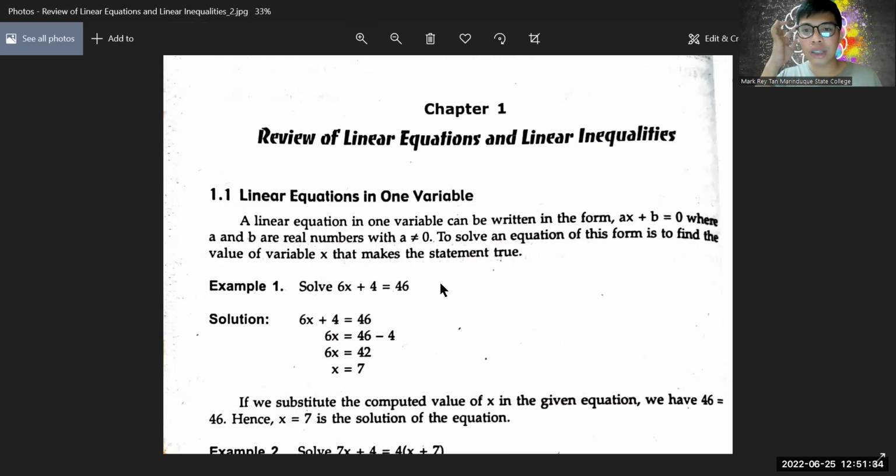So yan, ganyan lang to class, no? In here, one variable pa lang tayo, kaya x lang yung nakikita natin. And then, yung way to solve it is just like shown here. Another thing to remember pala, itong x, ito yung tinatawag din nating dependent variable. Kumbaga siya yung value na hinahanap natin in solving the equation. Okay? So for example, number 1, we have here 6x plus 4 equals 46.